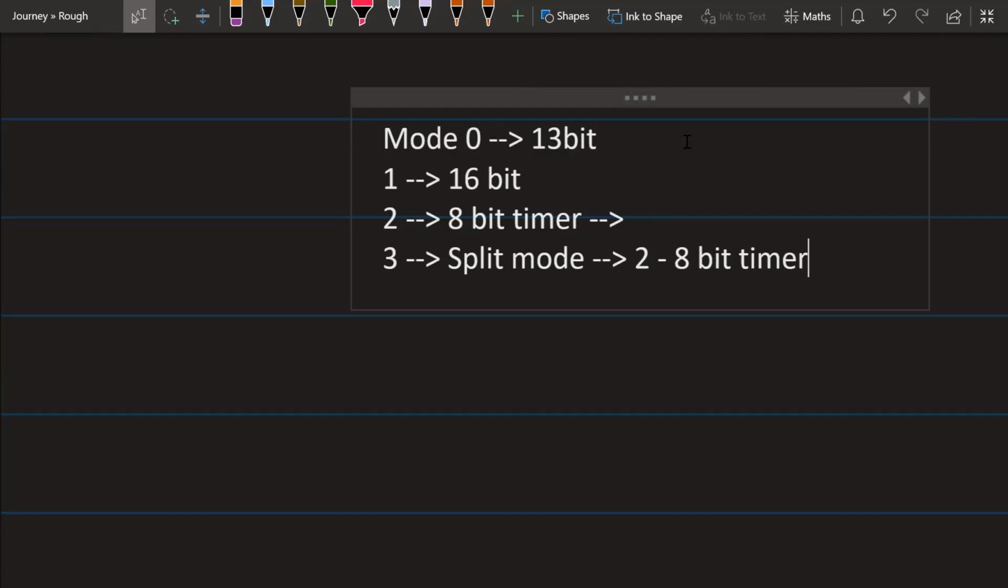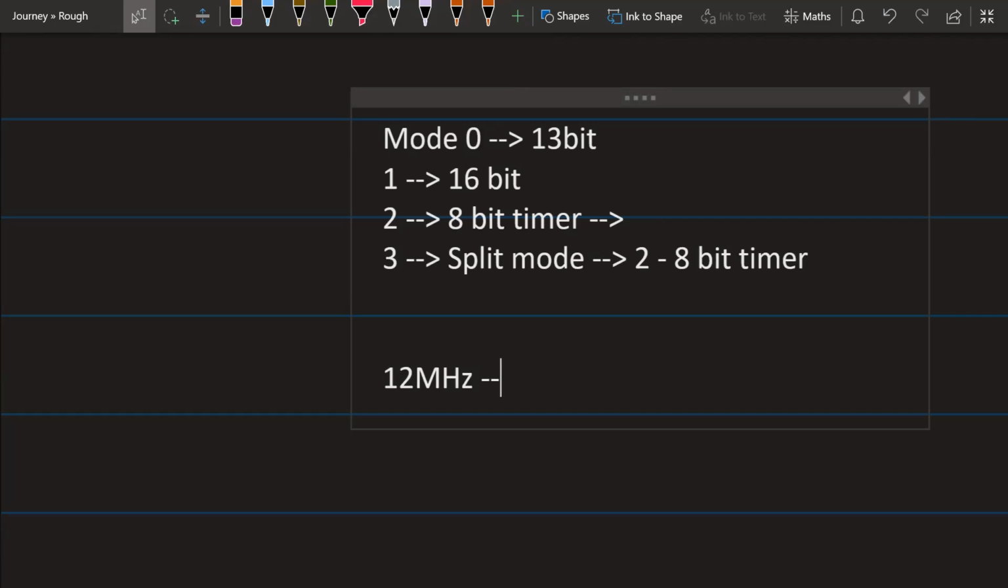In order to find what clock frequency the timer is operating at, be careful here: you should multiply the operating frequency of the microcontroller by 1 by 12. If my microcontroller is operating at 12 megahertz, then the timer will operate at 1 by 12 into 12, that is 1 megahertz, correct?